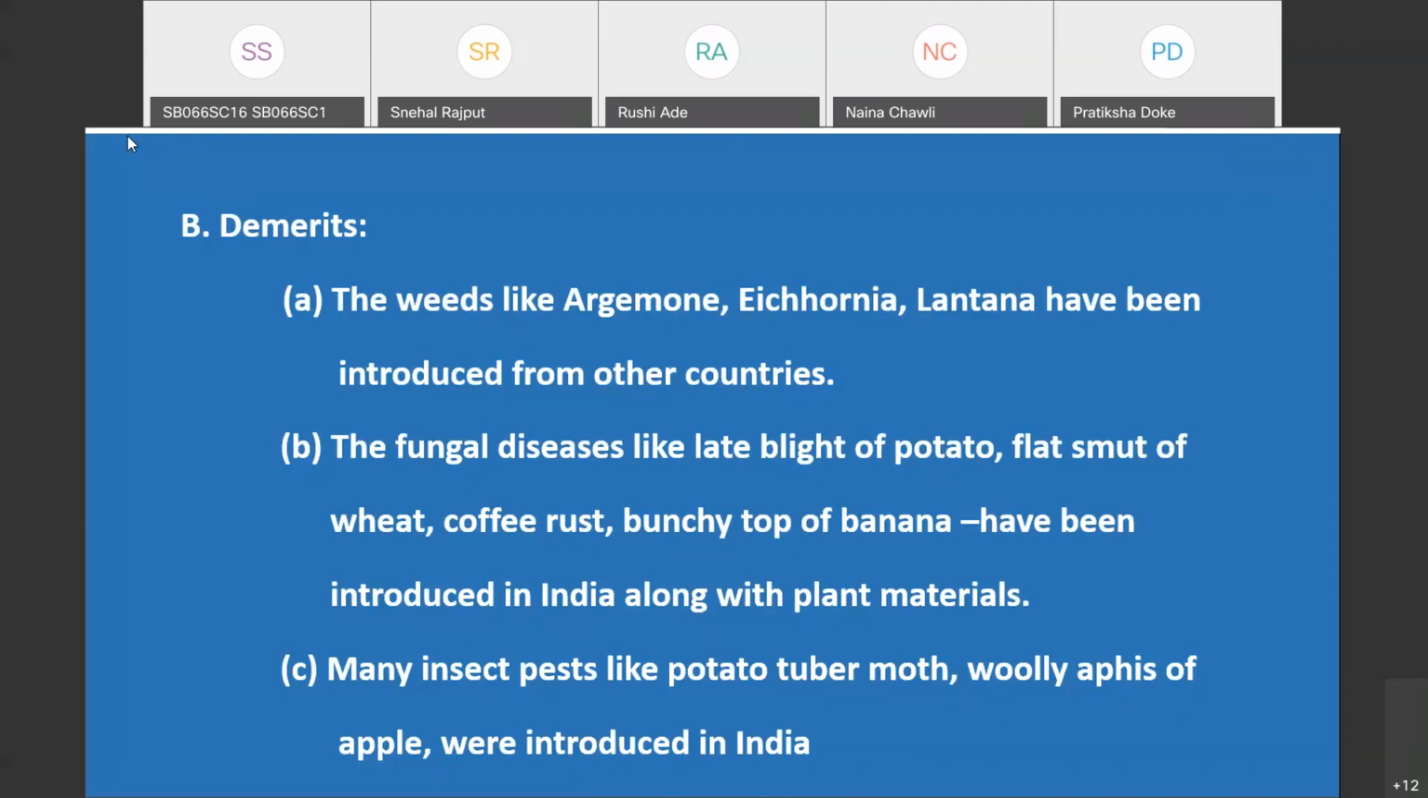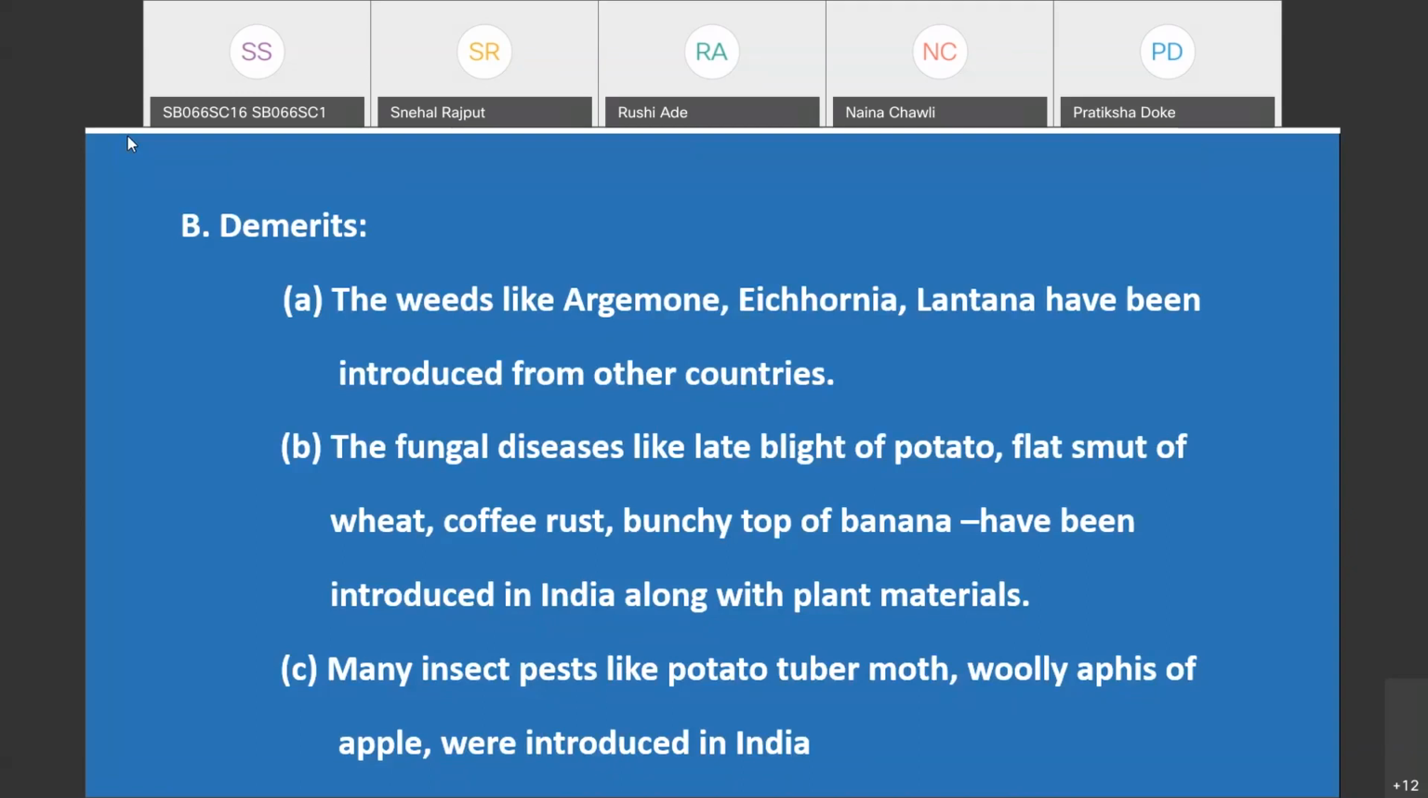Then different types of fungal diseases like late blight of potato, flat smut of wheat, coffee rust, and bunchy top of banana have been introduced in India along with plant materials. These fungal diseases were not found in India, but were introduced in the past along with the plant material.